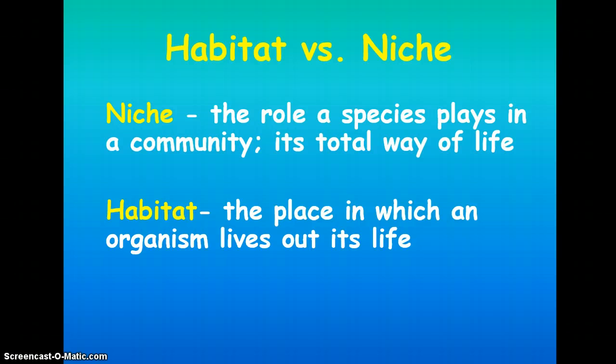Habitat versus niche. I mentioned habitat in an earlier lecture. It's a place in which an organism lives, a tree, a lake, maybe your house. Niche is the role a species plays in its community. It's the total way of life. Its niche would include what it eats, when it reproduces, where it lives, how it interacts with other organisms. A niche is the overall way of life of an organism.